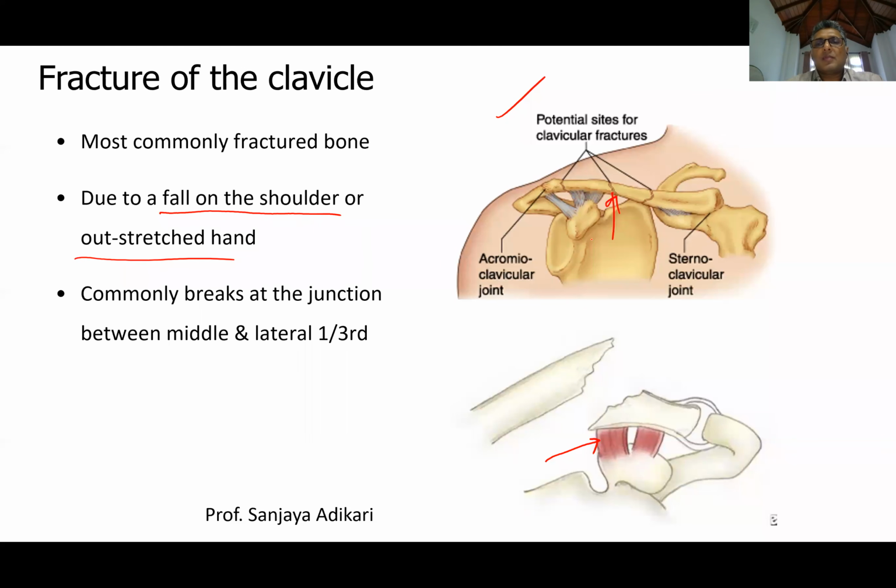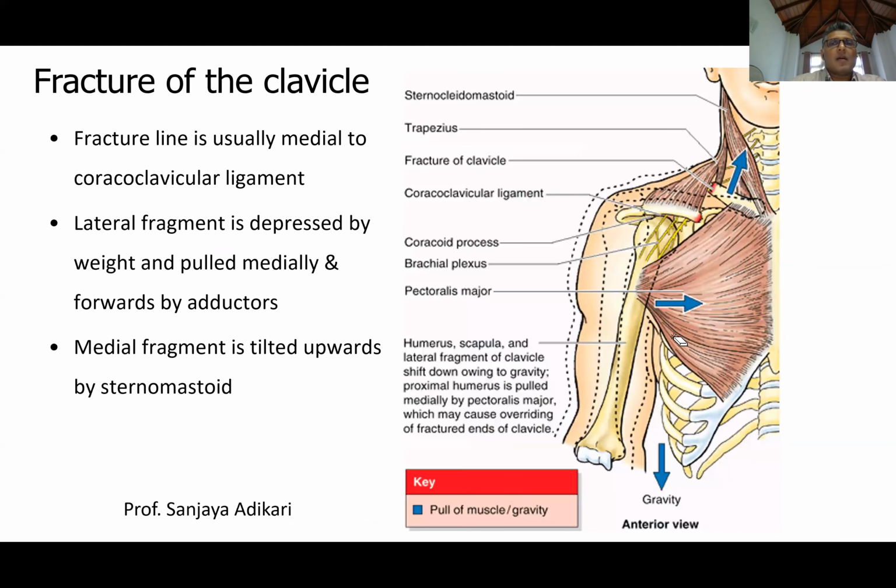Because of the strength of the ligament and the weakness of the bone, when the forces are transmitted from the upper limb, this part moves in relation to the middle part, and it fractures here. So that's what happens. And once the clavicle is fractured, there is displacement of the medial and lateral fragments.